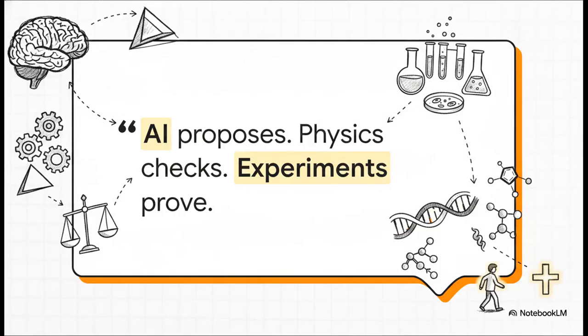And that leaves us with this powerful takeaway. Drug discovery is not solved by algorithms alone. As the saying goes, AI proposes the ideas, physics checks the math, but experiments in the lab are what finally prove we have a cure. It takes a massive multidisciplinary effort to bridge the enormous gap from a single atom all the way to a life-saving medicine. Which leaves me with a final thought for you to chew on.